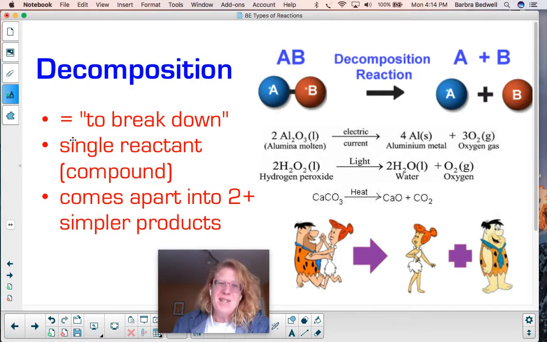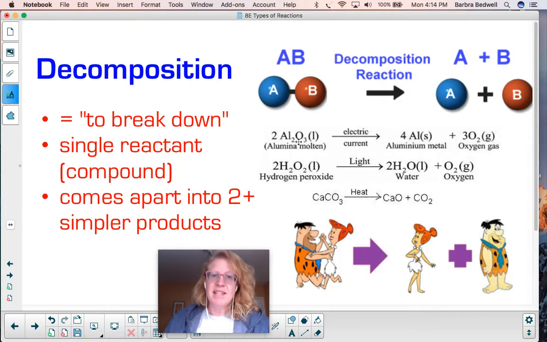Come on, guys. So decomposition, literally, is the opposite in style of a synthesis reaction. In these, you're going to start off with a single reactant, and then it's usually breaking apart into two simpler products. So usually it's a compound on the left and two elements on the right. Usually, not always 100%. My cartoon version of it, the Flintstones version of it, we've got a combination here on the left. It's a compound. And then we have our two single elements present on the right.